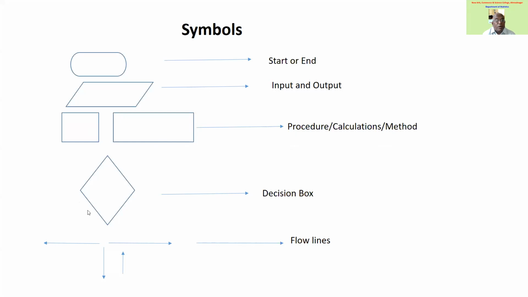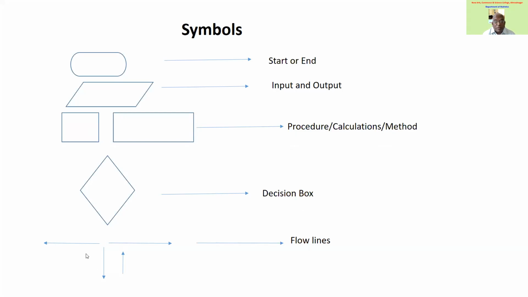Another symbol is called a rhombus. In geometry, it is called a rhombus. And this rhombus is used for decision making. When you have the answer yes or no, when you have two or three answers, options, choices, in that case we have to use this decision making box, the rhombus.